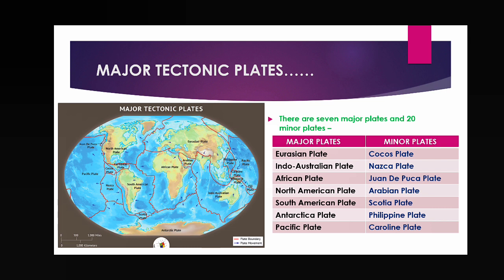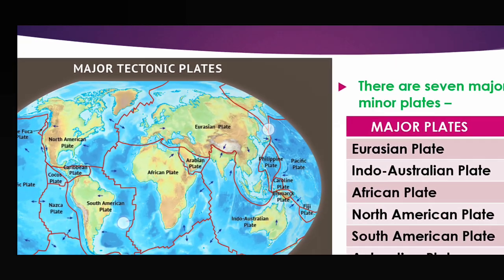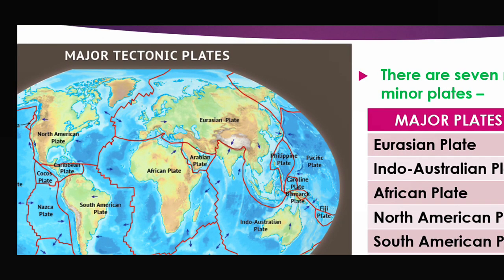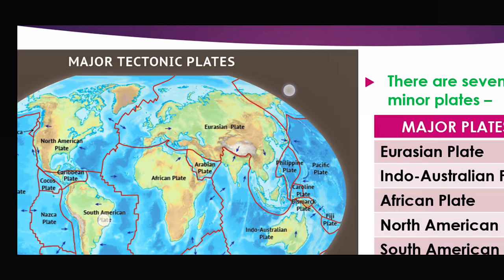Let us see. The first name is called the Eurasian plate. Here Eurasian, this name is a combination of the names of two continents, Europe plus Asia. Europe plus Asia. That's why the name of the plate is what? Eurasian plate. Now take a look. Eurasian plate is here. This portion is the Eurasian plate. Take a look here. That is the Eurasian plate, and Eurasian plate means here Europe and also Asia, this total part.